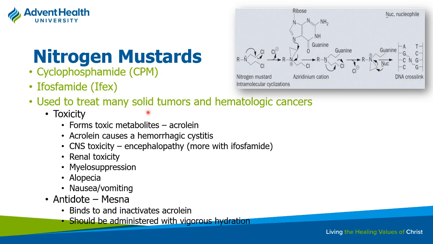And one thing you're going to find is kind of unique with this set of drugs is they form a toxic metabolite called acrolein. And acrolein itself actually likes to get down into the bladder and can cause damage there. It actually causes a hemorrhagic cystitis.